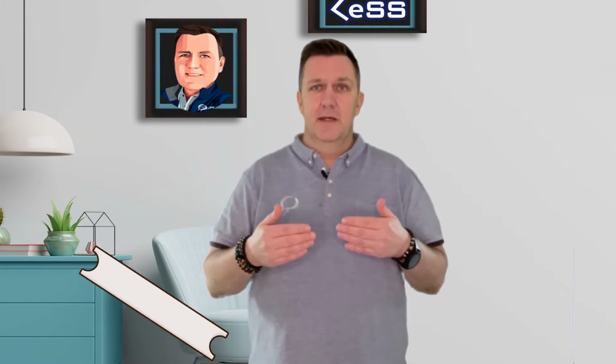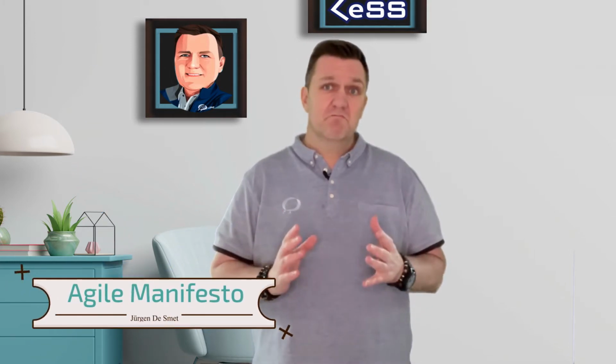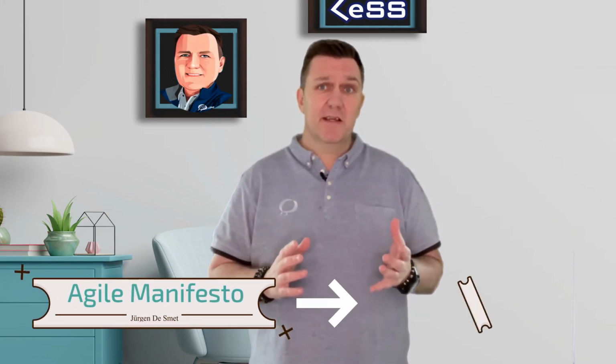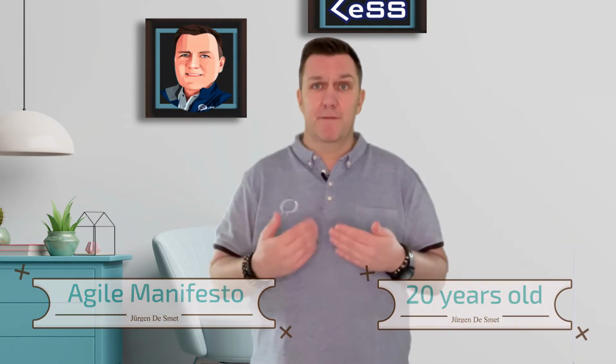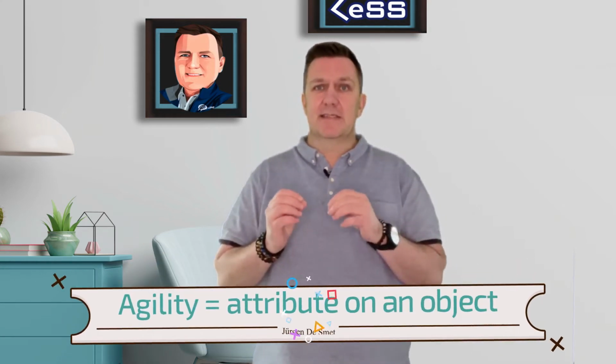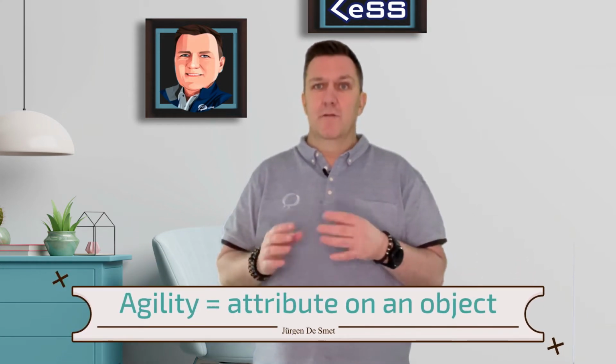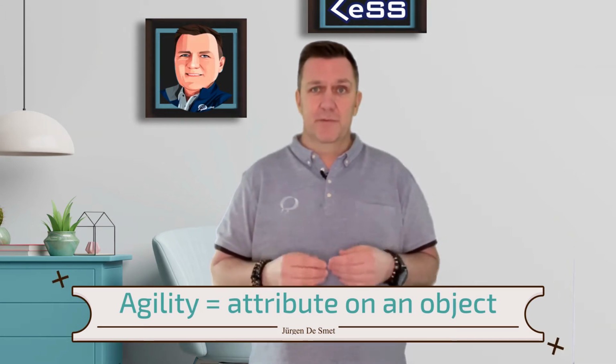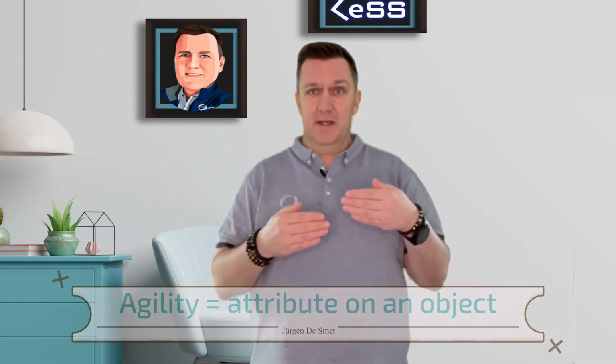Let's explore the level of agility in relation to business agility. The Agile Manifesto, the starting point of everything, I guess, is 20 years old this year, so a good moment to reflect on the levels of agility. Let's say that agility is an attribute on an object. For the engineers, more technical people, that's very clear. It means we have a kind of attribute, a kind of behavior on an object, on something physical.